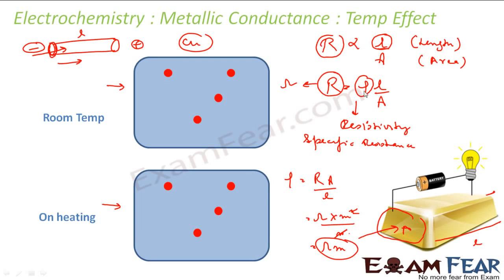Correct? And resistance is in ohms. This you have studied in physics. And the SI unit of ohm is nothing but kg meter square.